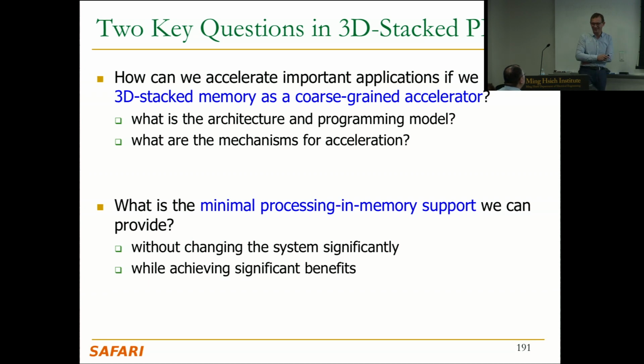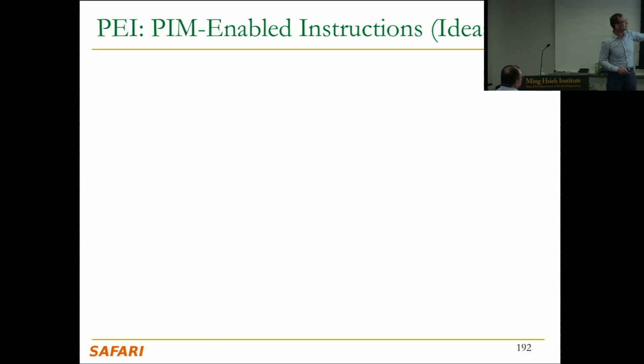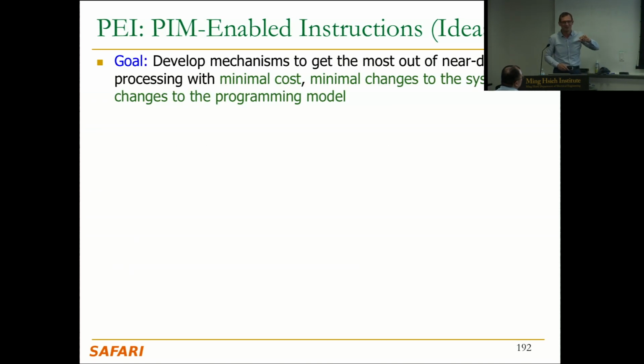Okay, let me briefly give you the idea on the minimal processing in memory support. I think this is very important. Whenever there's a new technology, it's really important to look at what can we maximally do with it and what can we minimally do with it. And whenever you want to look at what can we minimally do with it without changing the system, without changing the programming model, your performance benefits will go down.